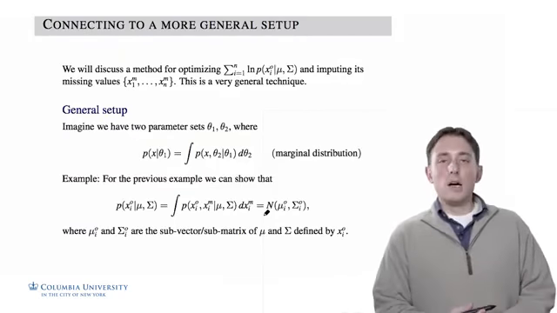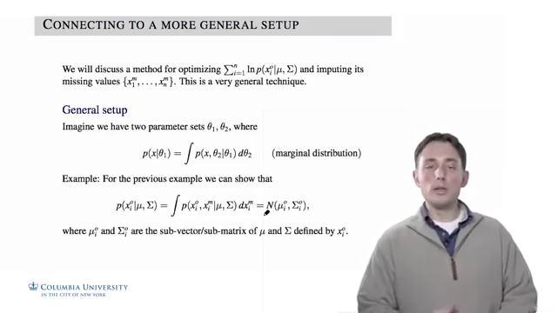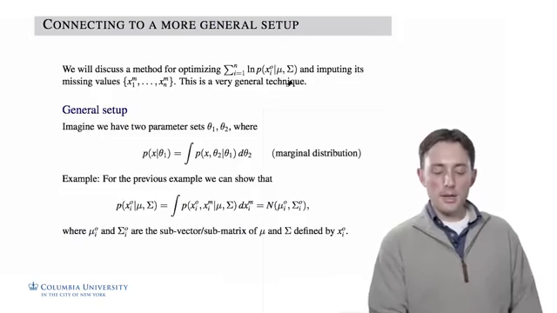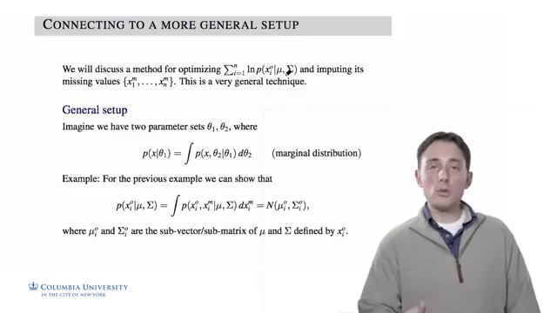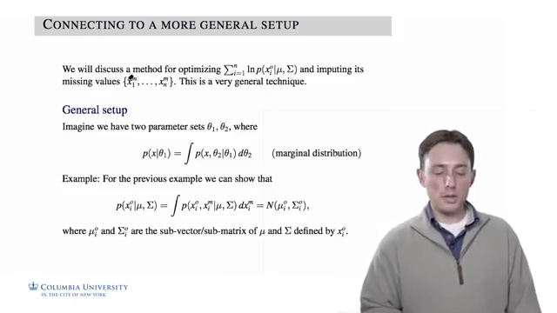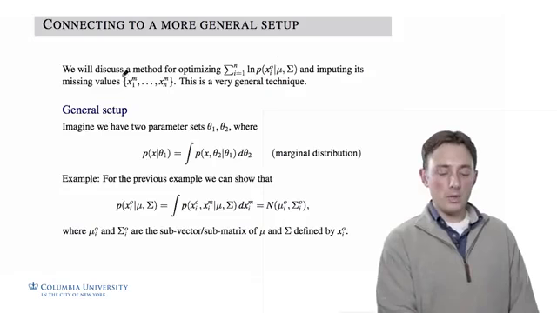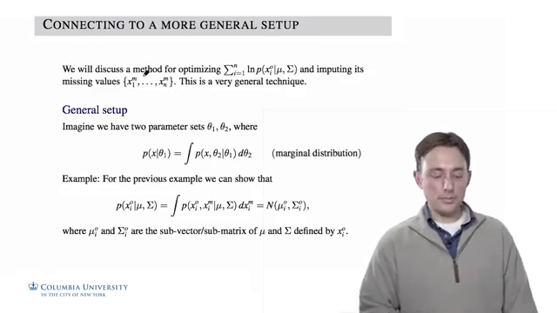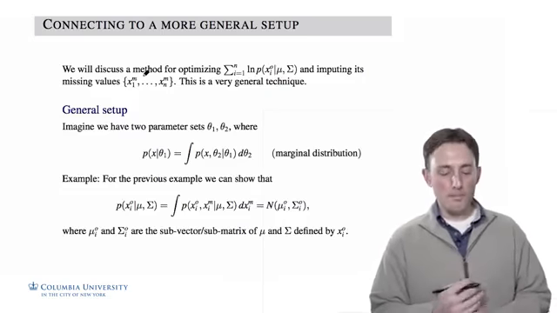So I want to connect this now to a more general setup. What we're going to return to in a later slide is an EM algorithm for optimizing this thing over mu and sigma, and also simultaneously imputing the values of all of the missing portions of each vector. So the EM algorithm is going to give us a technique for actually optimizing this thing and also filling in all of these missing values. However, I want to discuss it first in the more general setup.